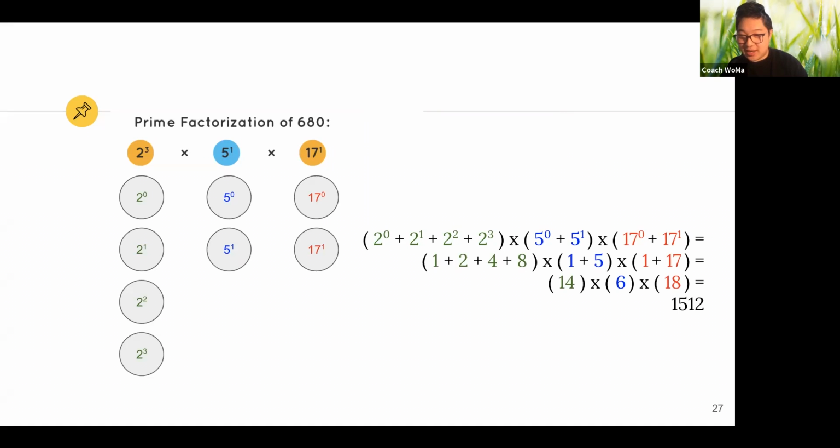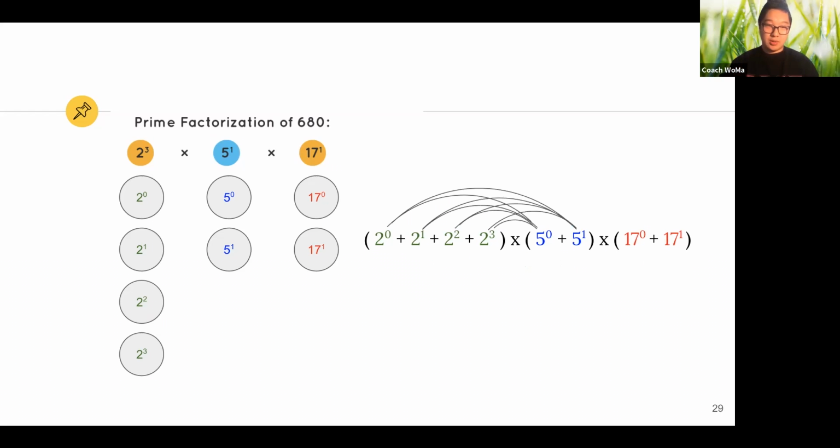I think actually I did it wrong. So the answer is actually 1620. The leftmost number isn't 14, it's actually 15. So there's a typo here. 1620 is the correct answer. And yeah, so let's go to the next slide.